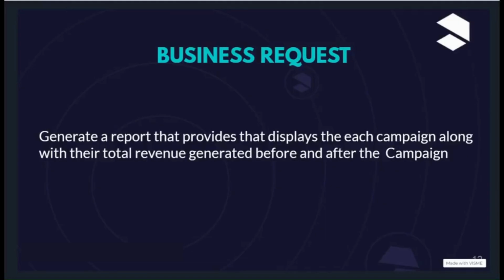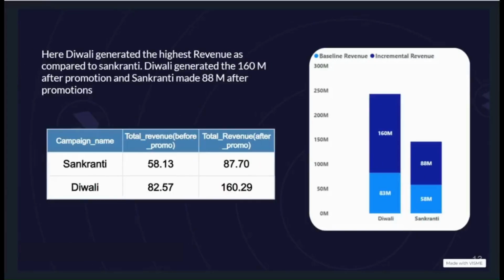Now let's move further. The next business request is to generate a report that displays each campaign along with its total revenue generated before and after the campaign. As you can see in the report, Diwali generated the highest revenue compared to Sankranti. Diwali generated 160 million after promotion and Sankranti made 88 million after promotion. Sankranti's total revenue before promotion was 58 million and Diwali's was 82 million. This is the Power BI output and this is the SQL query output for verification of the data.